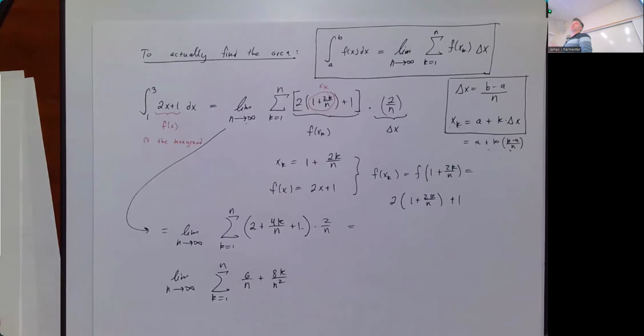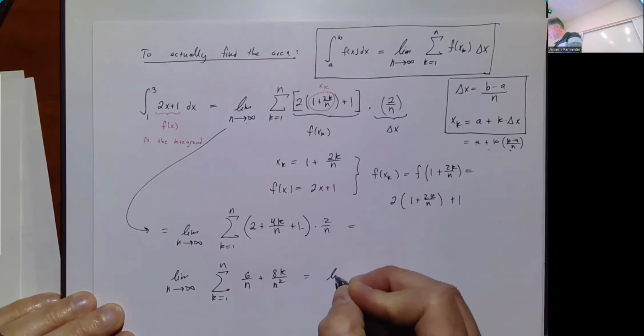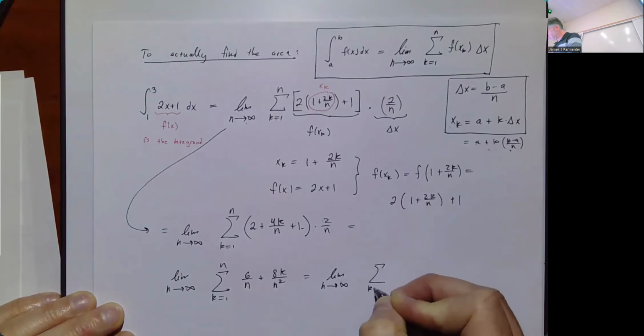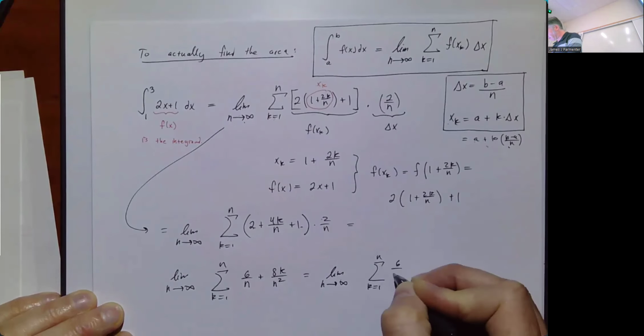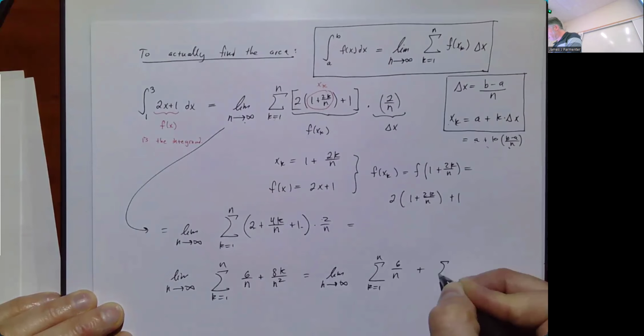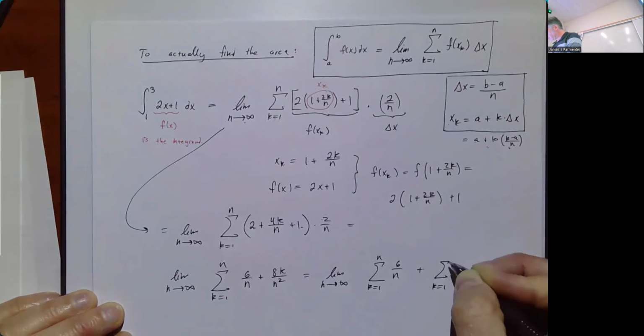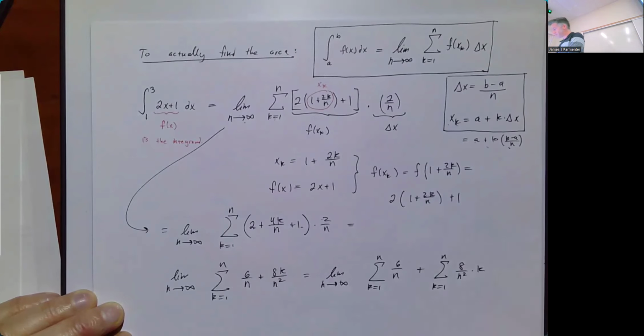So now we're going to use those summation formulas we talked about before. We're going to break this up into 2 pieces. As the limit as n goes to infinity of the sum from k equals 1 to n of 6 over n plus the sum from k equals 1 to n of 8. I'm going to write this as 8 over n squared times k.